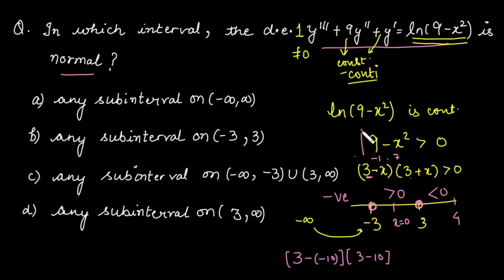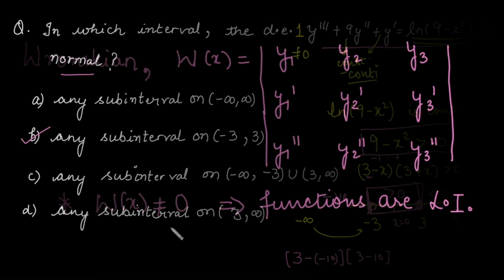So overall, we need this quantity to be greater than 0, and this is greater than 0 only in this interval. Make sure we are not taking the endpoints because we need strictly greater than 0, not equal to 0. So in this case, the interval is minus 3 to 3.